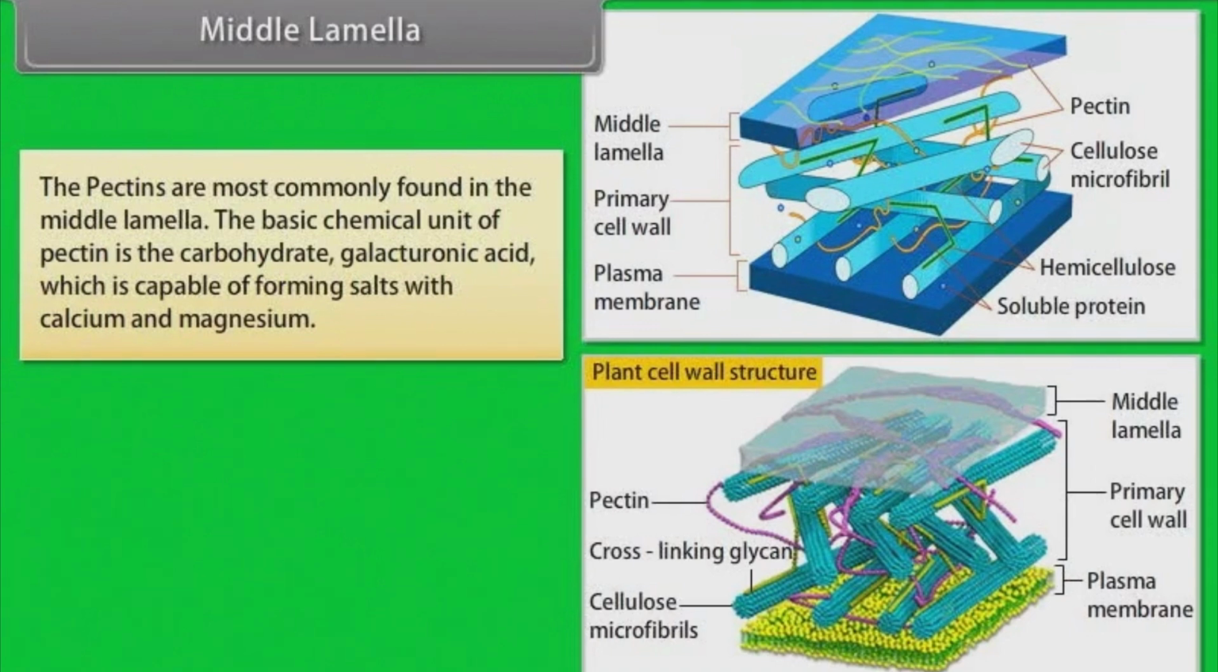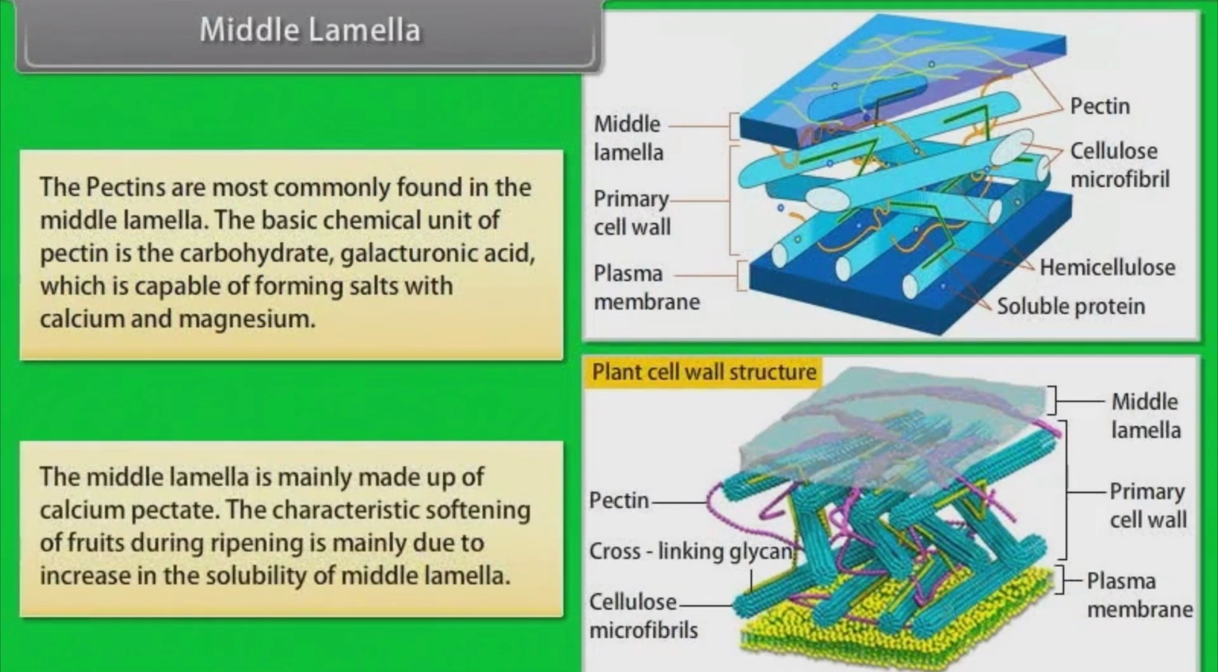The basic chemical unit of pectin is the carbohydrate galacturonic acid, which is capable of forming salts with calcium and magnesium. The middle lamella is mainly made up of calcium pectate. The characteristic softening of fruits during ripening is mainly due to increase in the solubility of middle lamella.